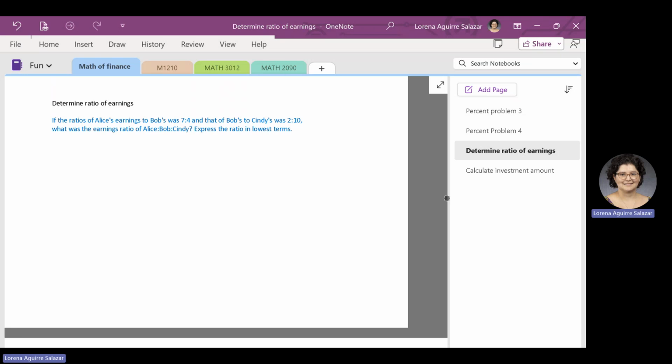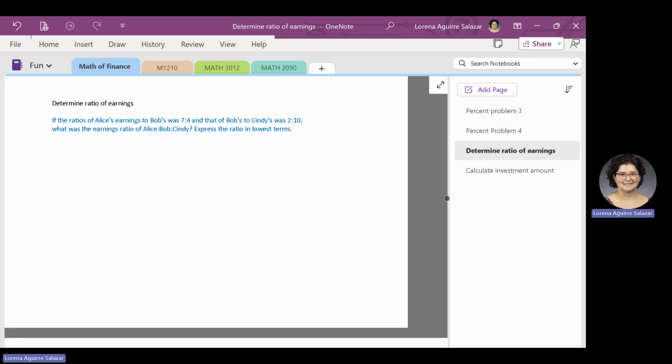We have the following problem to work on. If the ratio of Alice's earnings to Bob's was 7:4, and that of Bob's to Cindy's was 2:10, what was the earnings ratio of Alice to Bob to Cindy? Express the ratio in lowest terms.